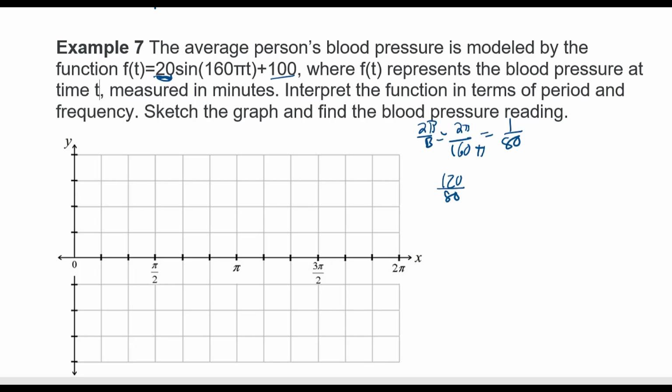And so we'd start at, since it's sine, I'm going to call this the center line, call this the 120, call this the 80, and it's going to start here. And then one complete cycle, that's going to be 1 over 80. It's going to be hard to really show that. But for the period, you end up getting a curve like that. So these are kind of irrelevant.